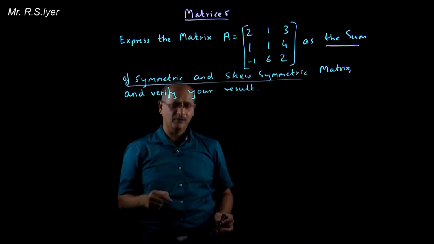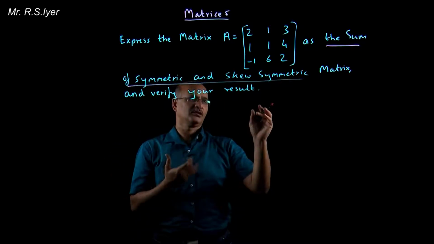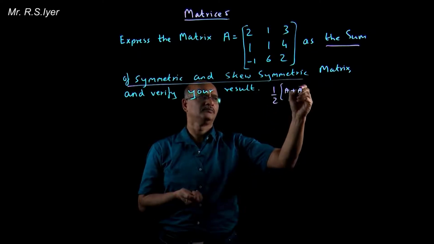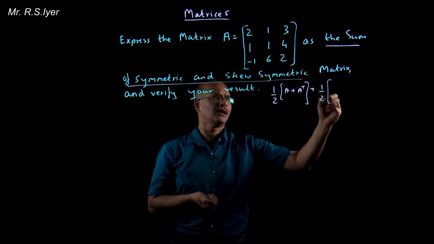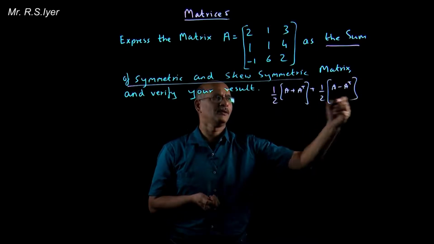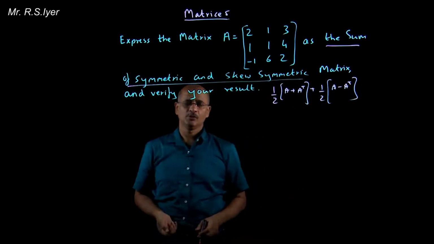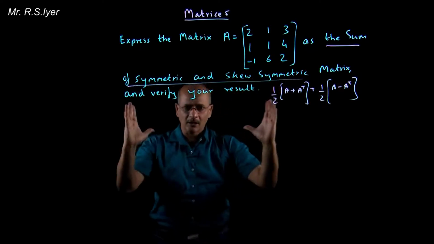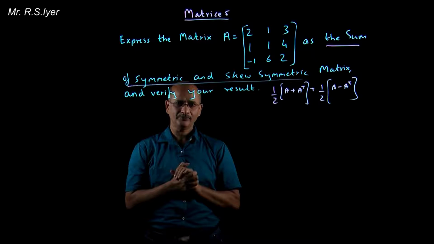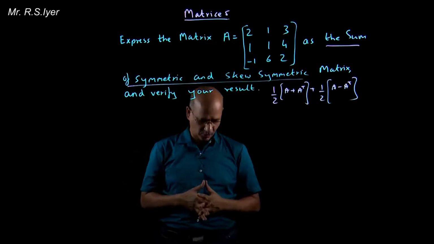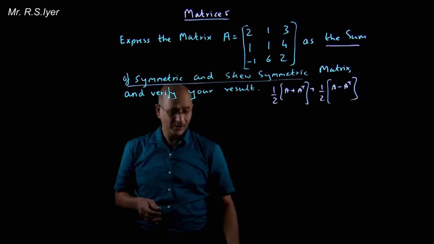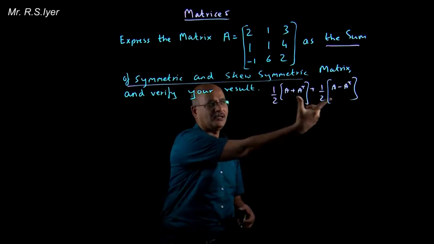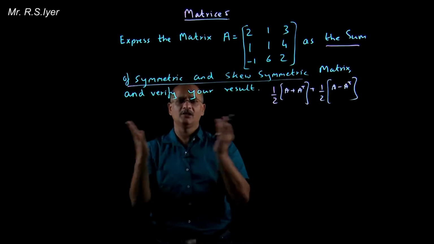If you remember the property which I explained to you, the sum of symmetric and skew symmetric is nothing but half A plus AT plus half A minus AT. Remember this property which I explained when we were doing the symmetric and skew symmetric matrix. That is exactly what we have to do here, combine them, and you get this working done. I hope you got this point clear. So let us begin this particular solution for the sum.